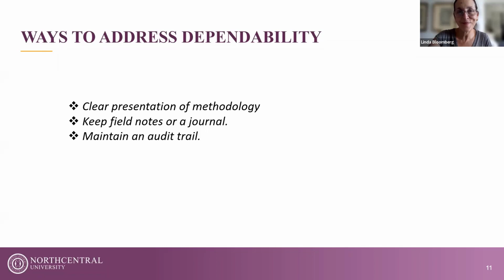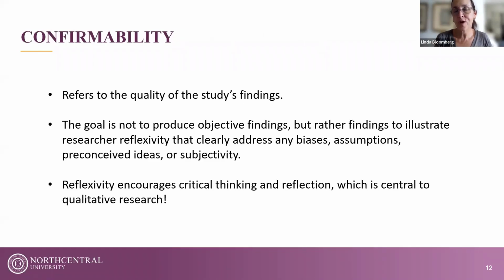Good, thanks, Emily. Okay, so the third criterion is called confirmability. This refers to the quality of your study's findings. Remember, the goal is not to produce objective or neutral findings, but rather findings that illustrate your reflexivity, your ability to check in with yourself, to address any biases, assumptions, preconceived ideas, and your subjectivity, because we do carry subjectivity.